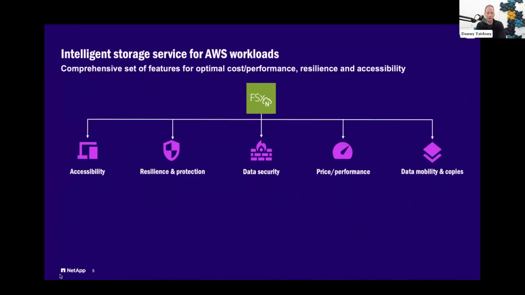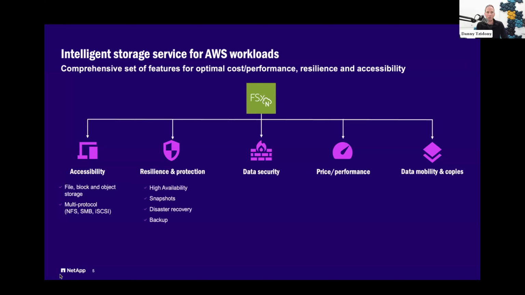If we're going deeper, we could say that FSx for ONTAP is an intelligent storage service for AWS workloads, and it has a comprehensive set of features that we can roughly divide into 5 pillars. The first of all is accessibility. With FSx for ONTAP, you can access your data with NFS and CIFS. You can access it in the form of block storage, and you can also access it with the S3 protocol if you want to get access to other AWS services. So essentially the idea is you can access the same data set without duplication from different operating systems, etc.